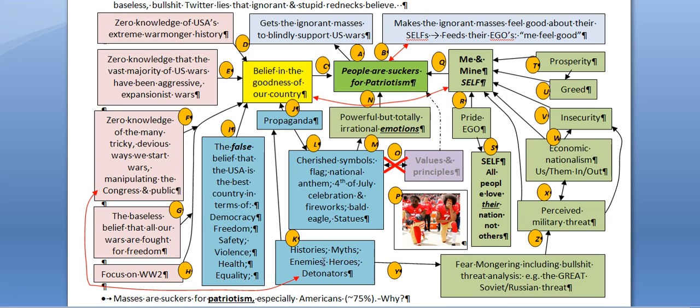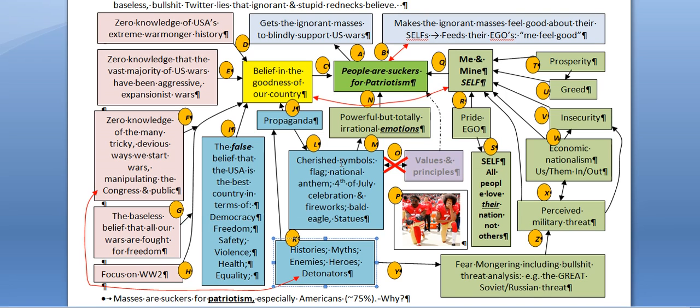Now, when you make your enemies, you make them into dehumanized caricatures. They're not even human, they're animals. Heroes, you personalize them. One by one, you prop up heroes. Pumping up heroes, pumping up enemies, works all the time. That's related to fear-mongering. Right? Now, another means of propaganda are our cherished symbols, our national symbols.